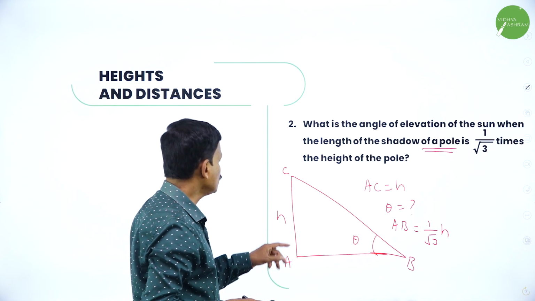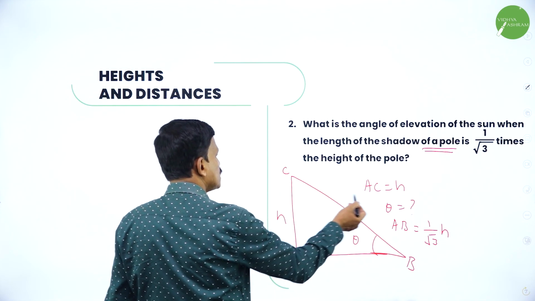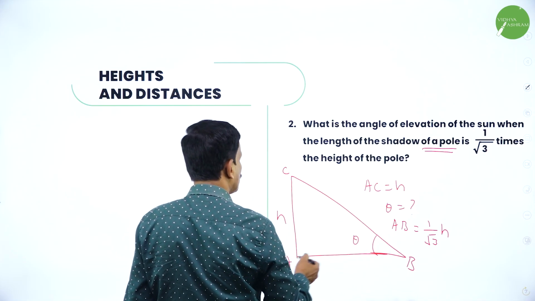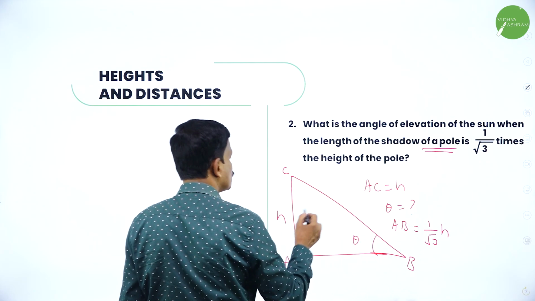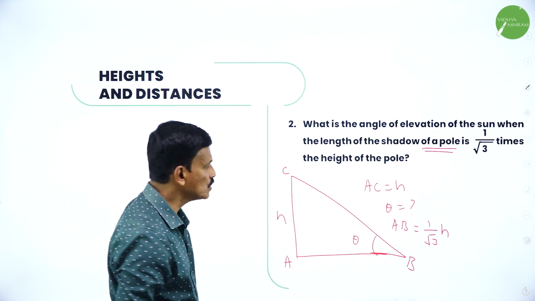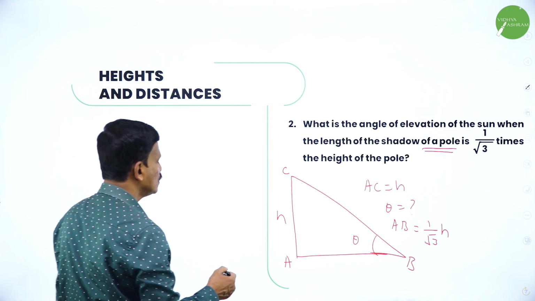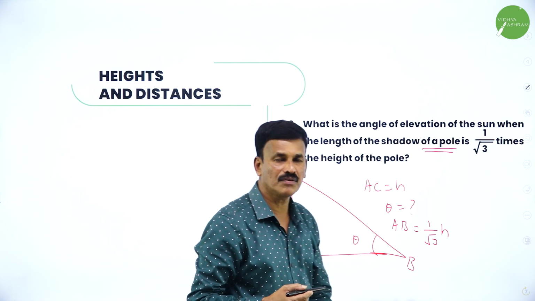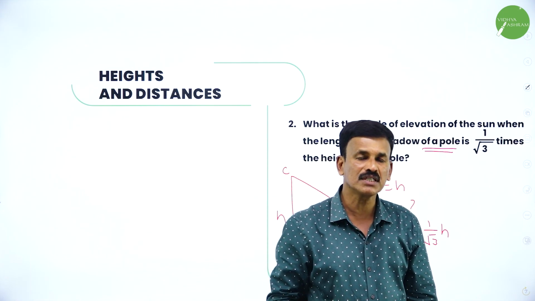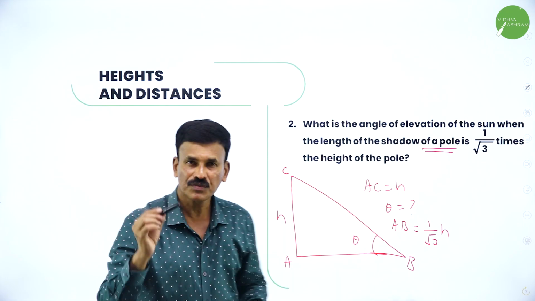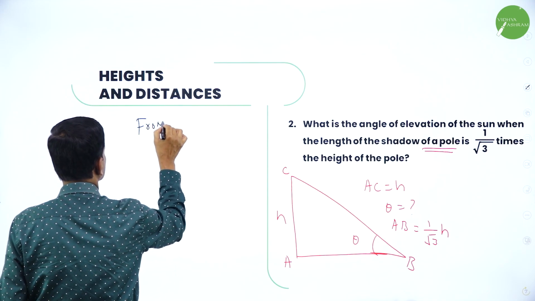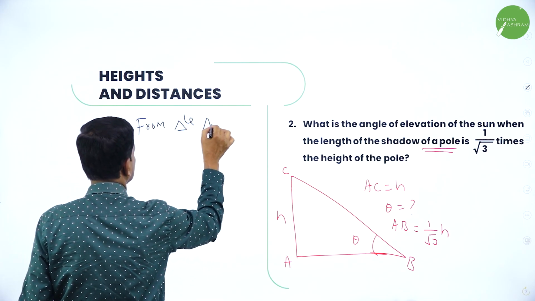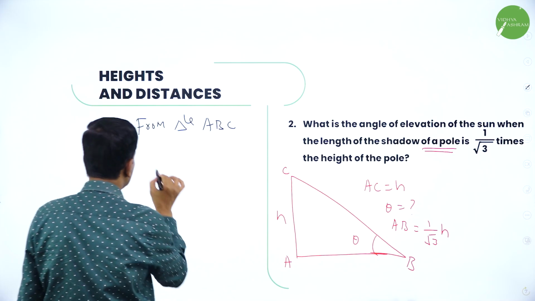Now here what is given? AC is equal to H. Theta is to be determined. The length of the shadow is 1 by root 3 times the height, that is 1 by root 3 times H. Now from triangle ABC, find out the value of tan theta, and you will get the answer. From triangle ABC, find out tan theta.